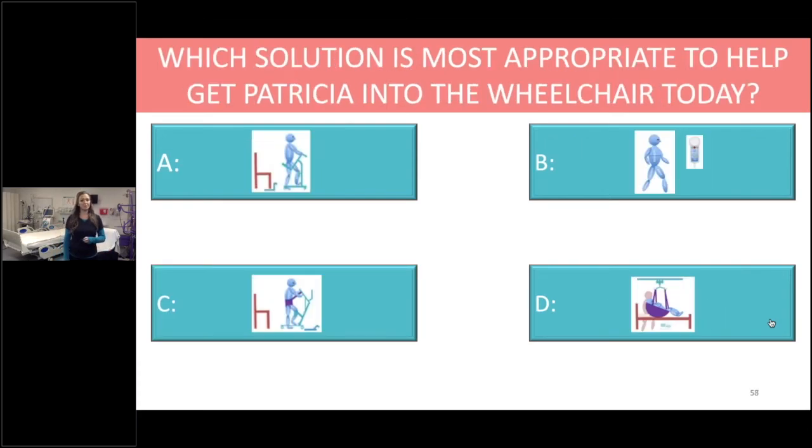Which solution is most appropriate to help get Patricia in the wheelchair today? Non-powered stand aid, no assistive equipment, a powered stand aid, or a ceiling lift with a seated sling? The answer is a non-powered stand aid.